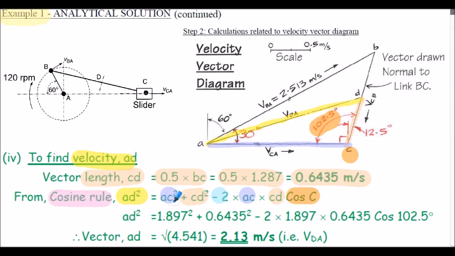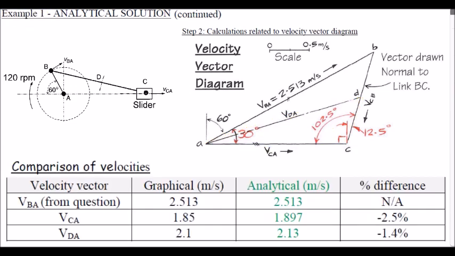Inserting the values, vector VDA evaluates to 2.13 meters per second. Example 1 continued. So if we compare our velocities between the graphical method shown in the previous presentation and the analytical method in this presentation, we can determine the following percentage difference. For VBA, there's no percentage difference because vector VBA was calculated from information given in the question in both solutions.